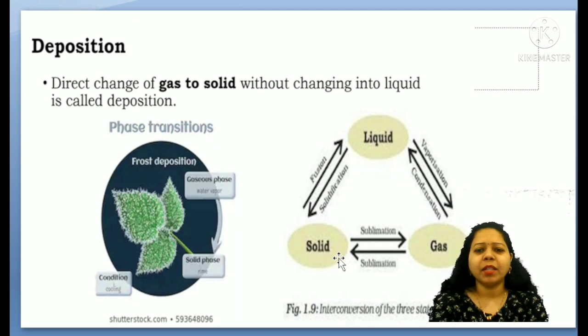And the last example is that of sublimation. Camphor and ammonium chloride are the best examples of sublimation, where solid turns into gas. And deposition, which is exactly the reverse of sublimation, is when gas directly turns into solid without changing into liquid state. This change in state of matter is known as interconversion of three states of matter.